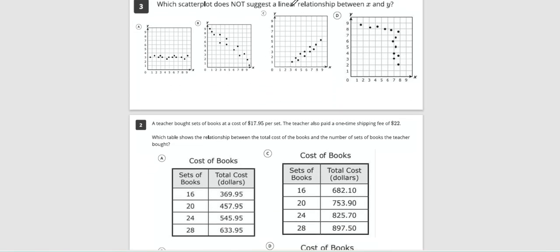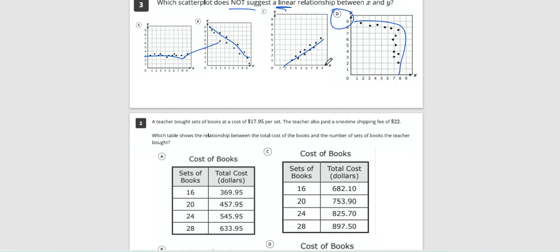Not too bad. Linear means a straight line, guys. Okay, linear means a straight line. Good line, good line, good line. This one's like a weird shape. I don't know what that means, so that one's not linear.